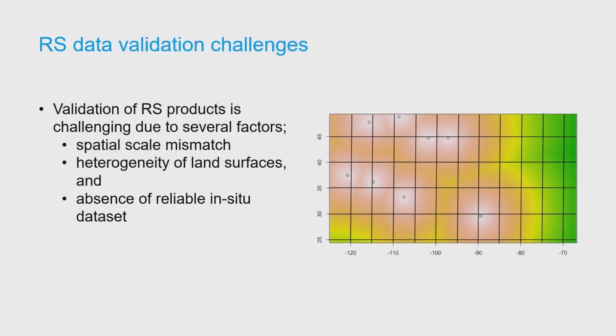Validation of remote sensing products is challenging due to several factors, including the large spatial scale mismatch between in situ-based measurements and remote sensing pixels, the variability or heterogeneity of the land surfaces, and the absence of complete, continuous, and consistent in situ dataset.